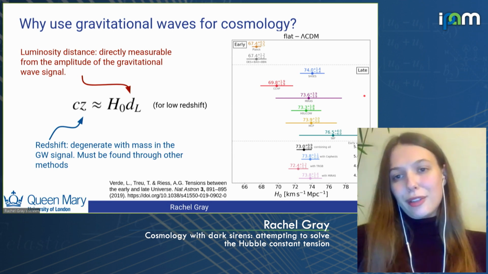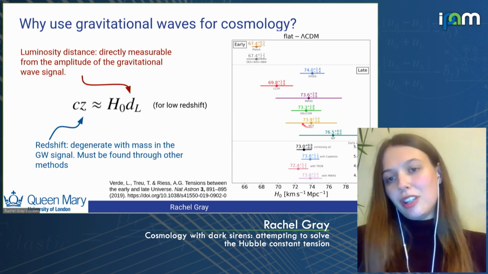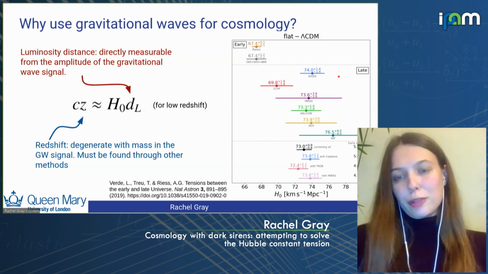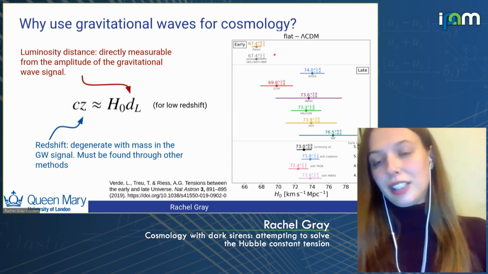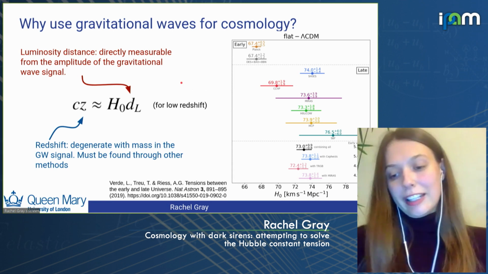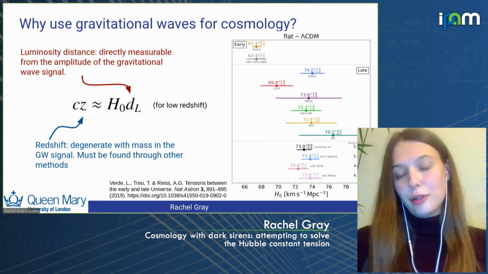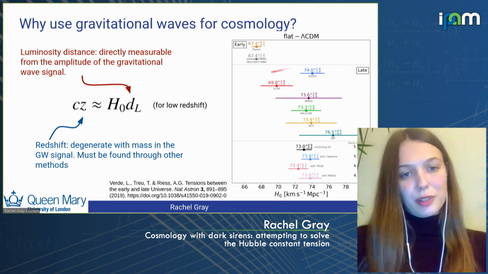Currently, it's not known if the cause of the tension is due to systematics potentially impacting the local measurements, where astrophysics makes everything a bit messy, or whether there is a problem with the cosmological model which is being used for these early time measurements, which means that the value of the Hubble constant they predict doesn't match the one that is being measured locally. So what would be really nice would be to provide an independent way of measuring the Hubble constant that could potentially arbitrate between these two cases by agreeing with one set of measurements or the other. And this is where gravitational waves come into it.